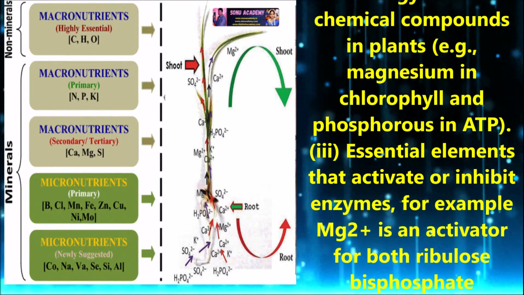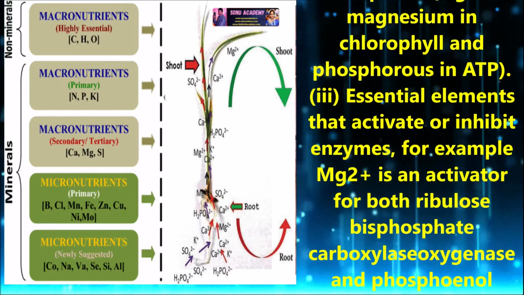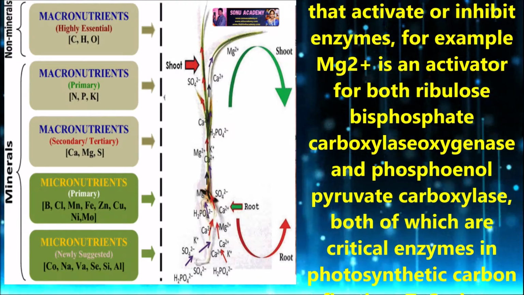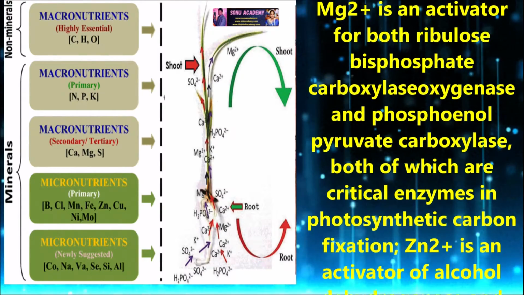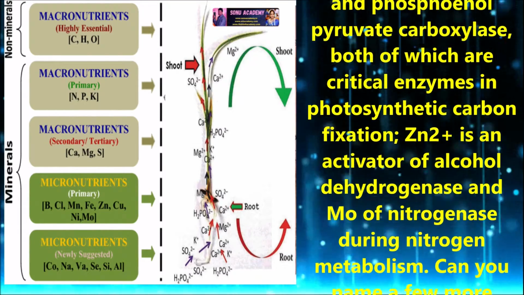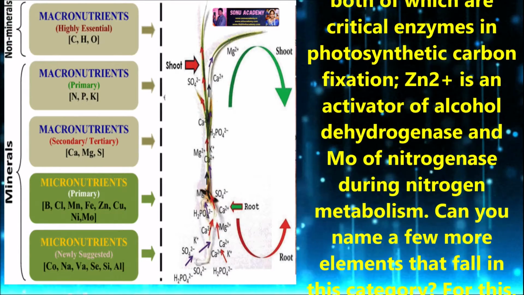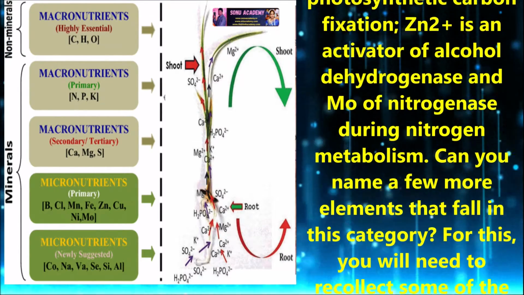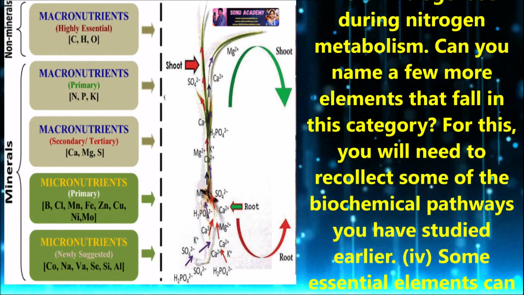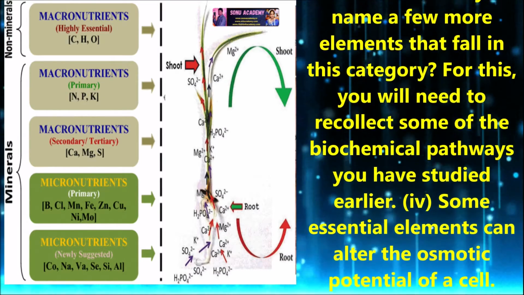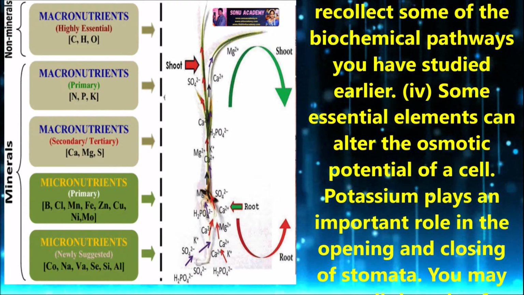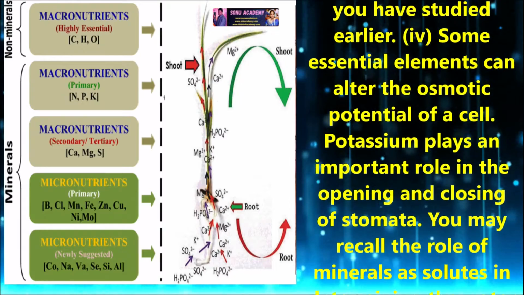Third one is essential elements that activate or inhibit enzymes. For example, Mg2+ is an activator for both ribulose bisphosphate carboxylase oxygenase and phosphoenol pyruvate carboxylase, both of which are critical enzymes in photosynthetic carbon fixation. Zn2+ is an activator for alcohol dehydrogenase and Mo of nitrogenase during nitrogen metabolism. Can you name a few more elements that fall in this category? For this, you will need to recollect some of the biochemical pathways you have studied earlier.